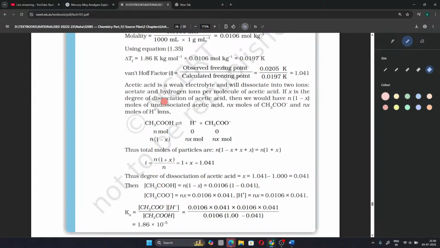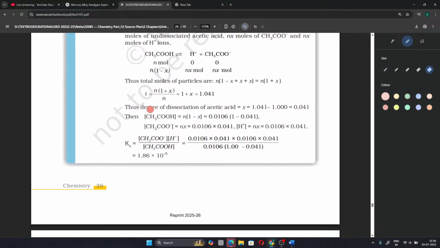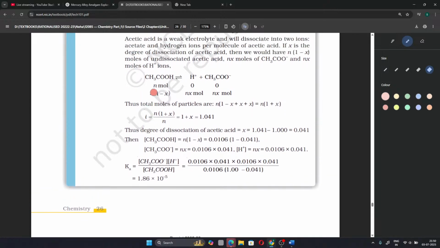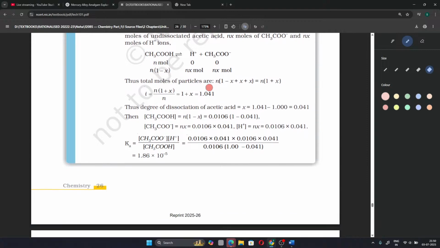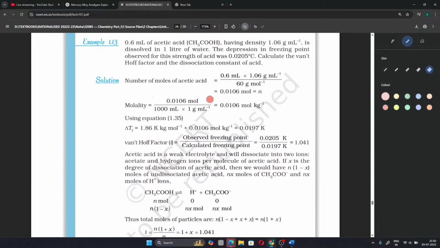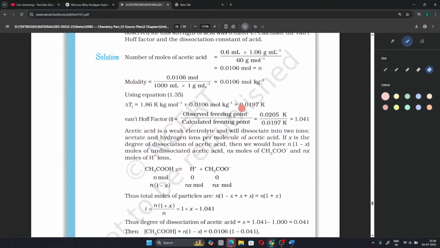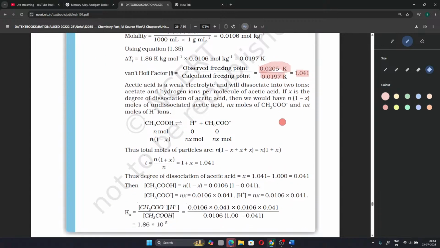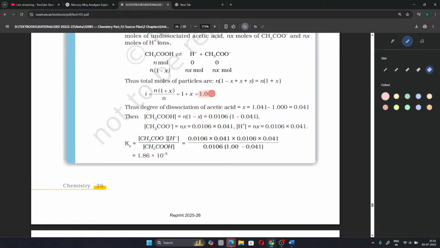If x is the degree of dissociation, then you will have n times 1 minus x moles of undissociated acetic acid, n x moles of CH3COO minus, and n x moles of H plus ions. So the total number of moles of particles is n times 1 minus x plus n x, which gives n times 1 plus x. The value for i is 1.041. Actually, we directly got the i factor, so it should be the exact same value we got here as well. So I don't think we need to do this.